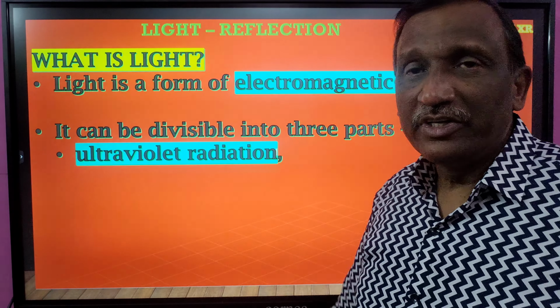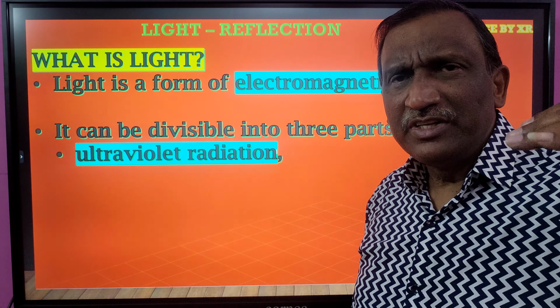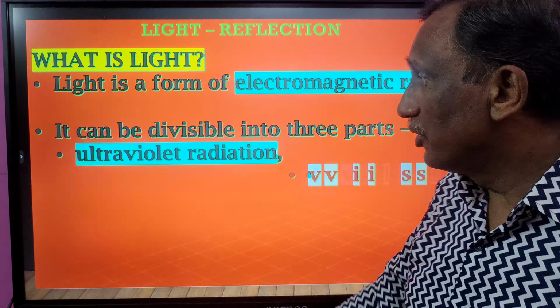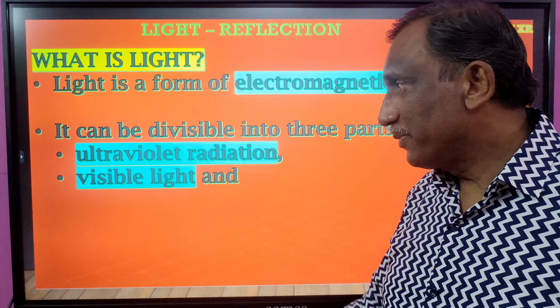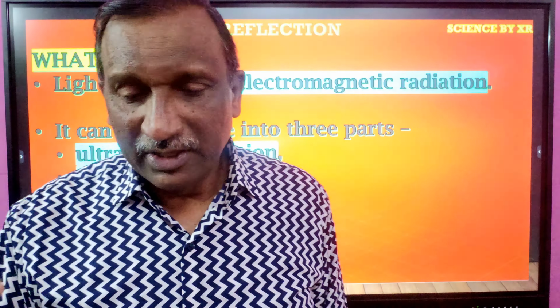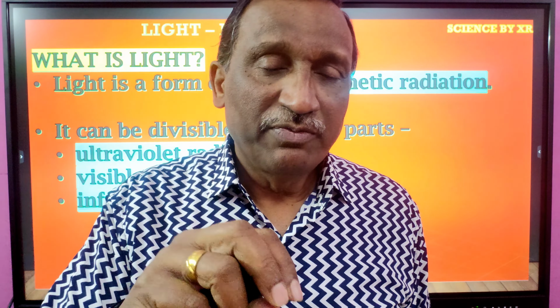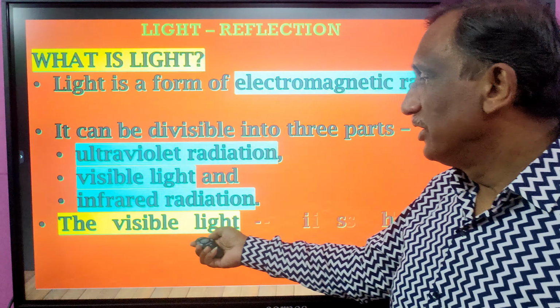That is the ultraviolet radiation. They have very high energy radiations, and we cannot see in this. The second is visible, which makes us see various types of things. And the third is infrared, having a lower energy level, and it is only for heating. Any hot object is always releasing infrared radiations. The visible light is the light which has a wavelength of 400 to 700 nanometers.